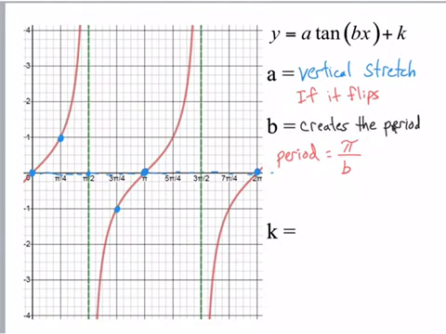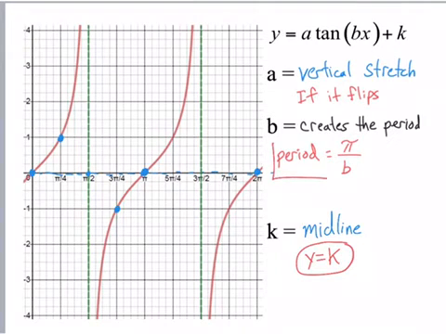But b is the same as a sinusoid in that it creates the period, just at a different rate or a different pace than sinusoids. Lastly, k. K is the same as before with sinusoids. K is going to be your midline, also known as your vertical shift. But we're going to call it midline because that's what we called it for your sinusoids. And the equation for your midline is always going to be y equals k.